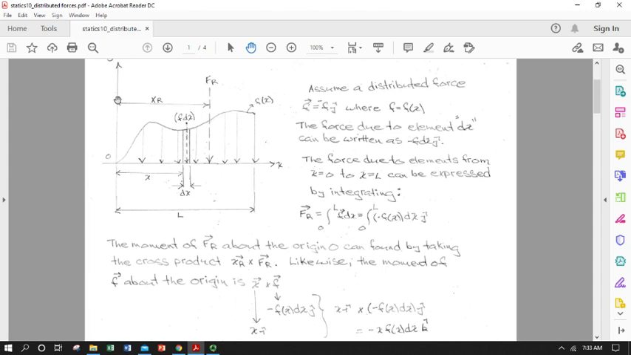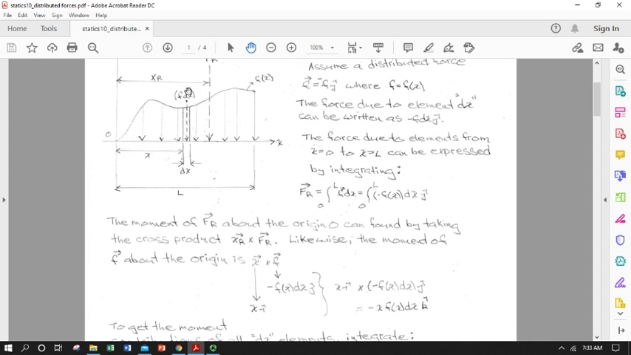So r cross f, in this case r is a radius vector pointing in the positive x direction to the location at x sub r where we're going to apply f sub r. So that's our moment expression. And the nice thing is these are orthogonal, so that's an easy cross product. Our sine of theta is 1, so all we need to do is multiply the two magnitudes. And we already have the magnitude of f sub r.